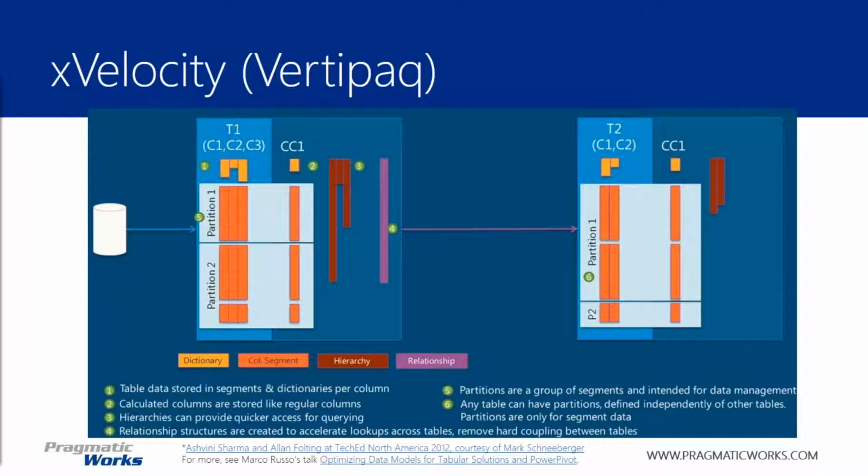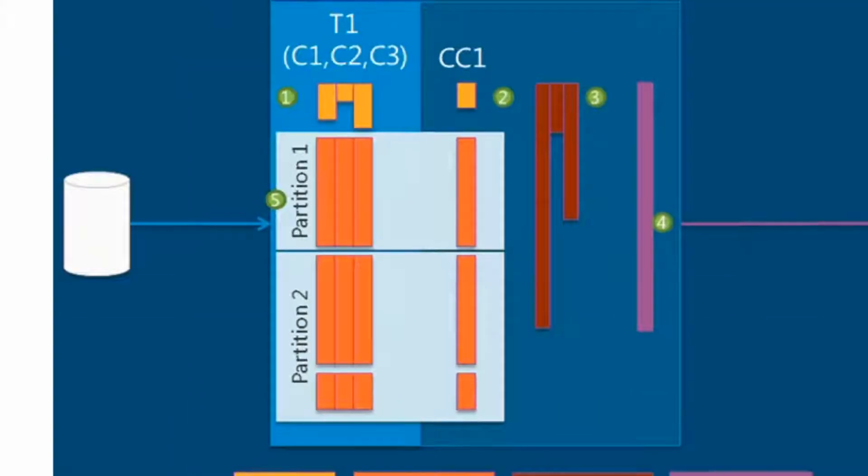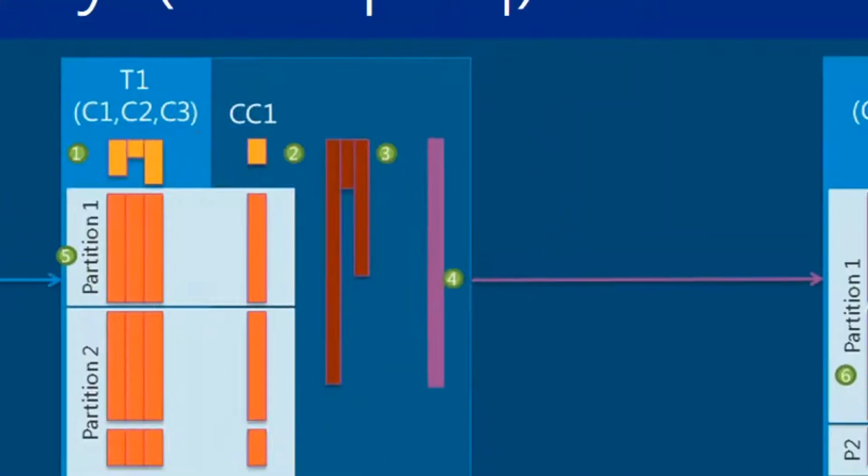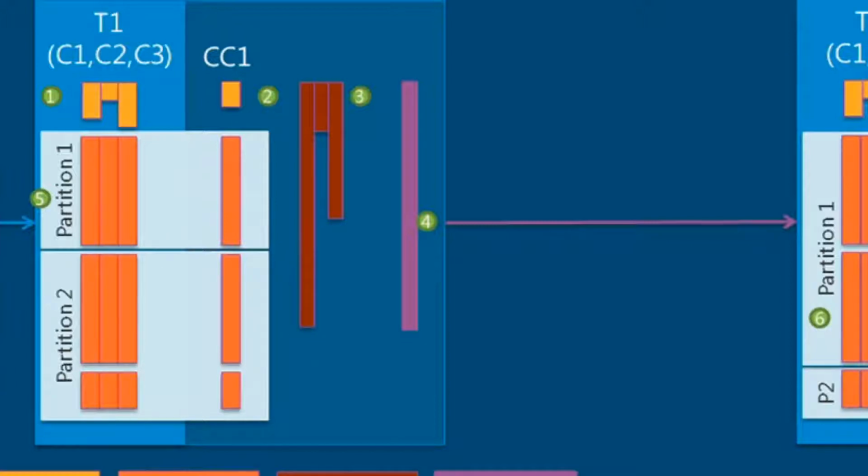We were talking about the architecture. So the X-Velocity engine is sort of described on this slide, and it's a little difficult to capture, but what I wanted to point out is that the table that is diagrammed in this first area over to the left, where it says T1 with three columns, has data in it, and those data may be partitioned. That's item number 5, that comes later. But those data are combined with the calculated columns, which are stored just like regular data, and that's going to be important to us in a little bit, as well as with hierarchies that are represented in red and relationships that are represented in purple.